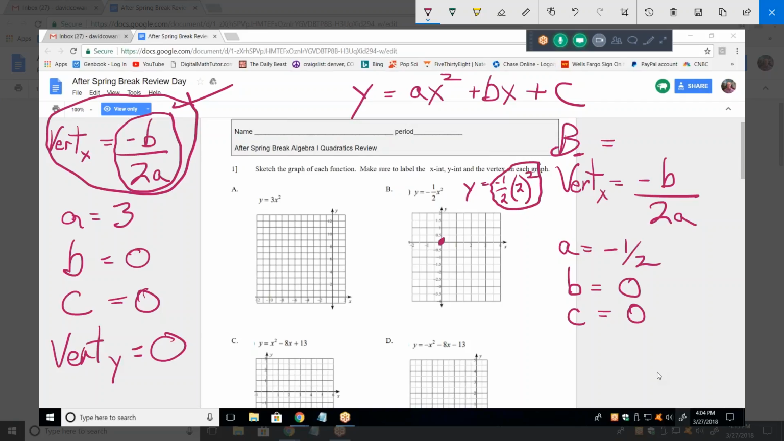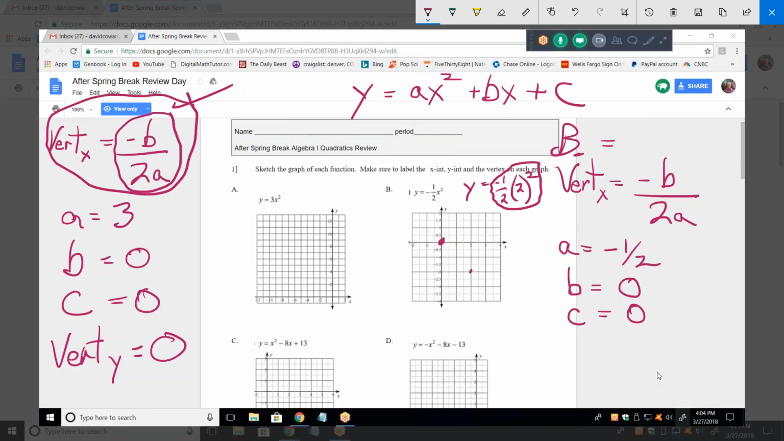1/2 times 2. I don't know how to times fractions. Oh, wait, yes, I do. Do the exponent first. What's 2 squared? 2 squared is 4. So it'd be minus 1/2 times 4. Minus 2. Use your calculator if you need to. Minus 2. Okay? So what that tells me is when x is 2, y is minus 2.